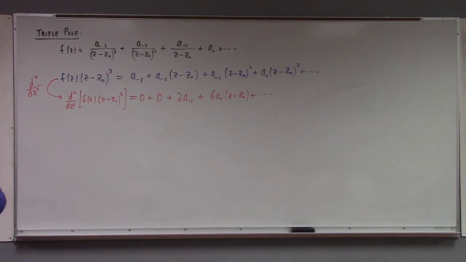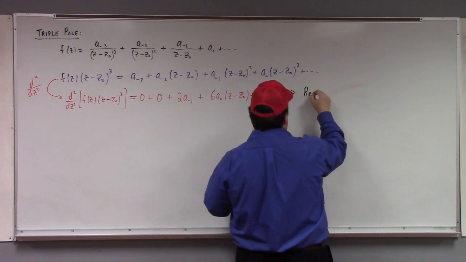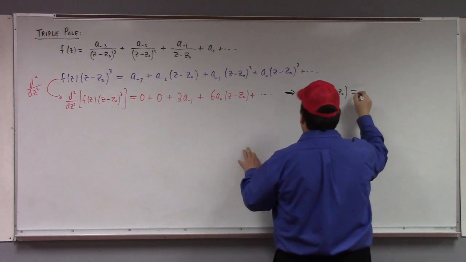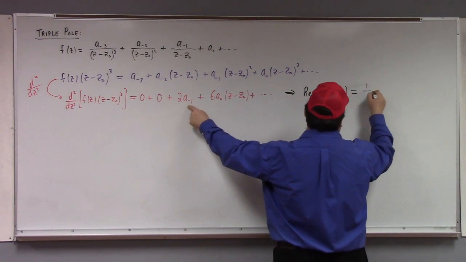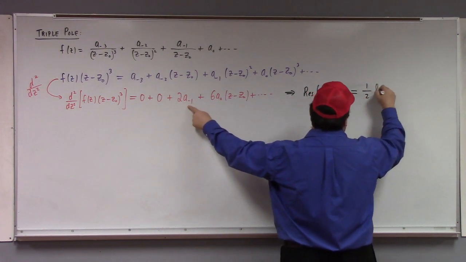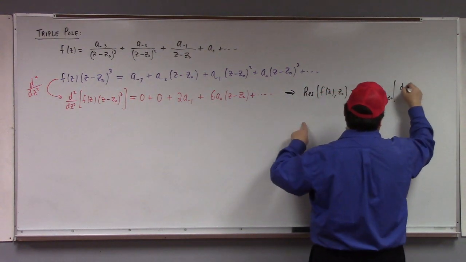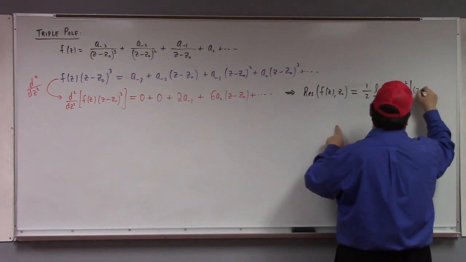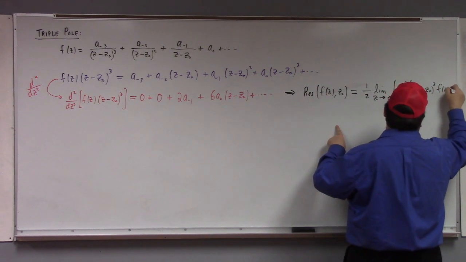So what is the triple pole rule? Can you see it? The residue of f of z at z naught being a triple pole is going to be 1/2 times the limit as z goes to z naught of the second derivative of z minus z naught to the 3rd power times f of z.